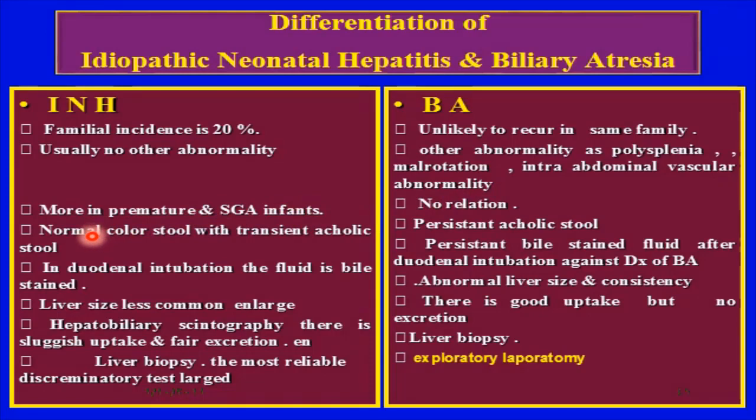The color of the stool in idiopathic neonatal hepatitis is normal with transient acholic stool. Here in biliary atresia it is mostly persistently acholic stool. Liver size is less commonly massively enlarged, while in biliary atresia there is abnormal liver size and consistency. In hepatoscintigraphy there is sluggish uptake and fair excretion in idiopathic neonatal hepatitis, whereas in biliary atresia there is good uptake but no excretion. Liver biopsy shows some differences, and the final diagnosis of biliary atresia is by exploratory laparotomy. Thank you very much.